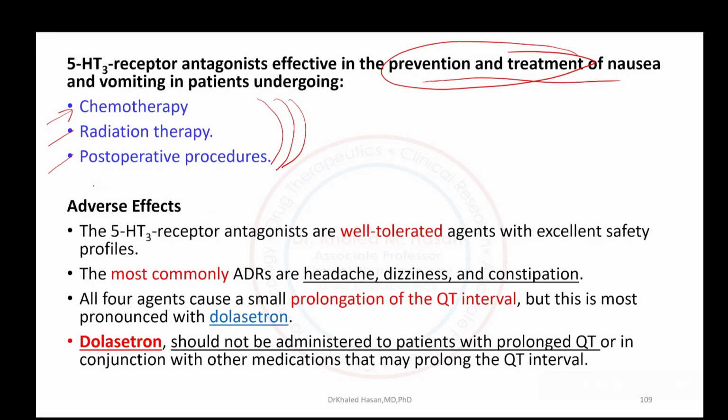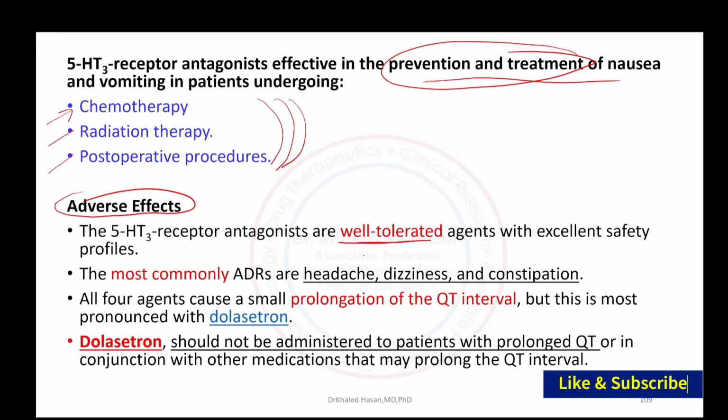Let's speak about adverse effects, the unwanted effects. This medication is normally well tolerated. Common side effects: this medication may cause headache, nausea, and constipation. In general it may cause QT interval prolongation, but the most important one inducing QT prolongation is dolasetron. So dolasetron may be considered an offending factor by inducing QT interval prolongation.